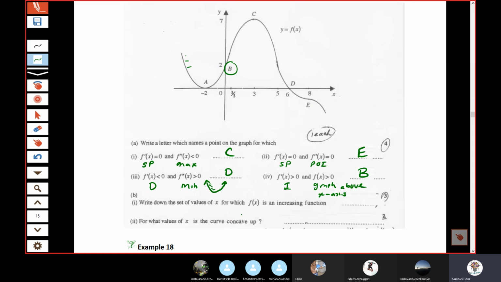Write down the set of values for which f of x is an increasing function. So when is it an increasing function? 3 marks. So probably there's going to be maybe 3. But let's see. Decreasing, increasing, increasing, increasing, increasing, increasing, 0, decreasing, decreasing, decreasing. Okay. So from -2 to 3, not including -2 and not including 3.